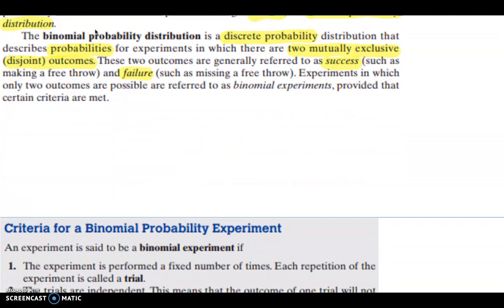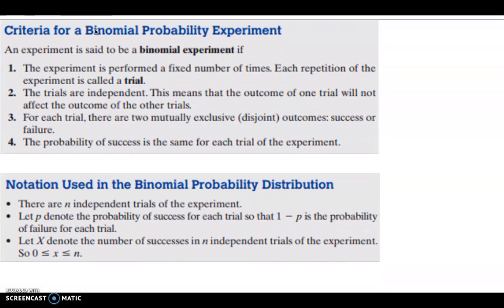So experiments in which only two outcomes are possible are referred to as binomial experiments, provided that certain criteria are met. And here's the criteria that we need. Again, this little prefix, bi, just means two. So two outcomes. We have a binomial experiment if the experiment is performed a fixed number of times, meaning we only do the experiment 25 times or 50 or 13. It's not until we get a certain number of successes. We're going to do this many trials and we're going to see how many successes we get.